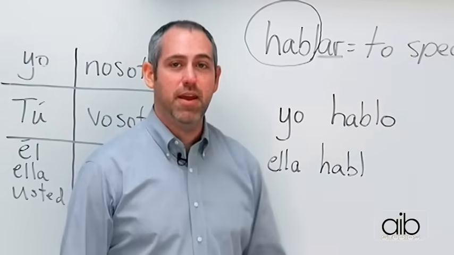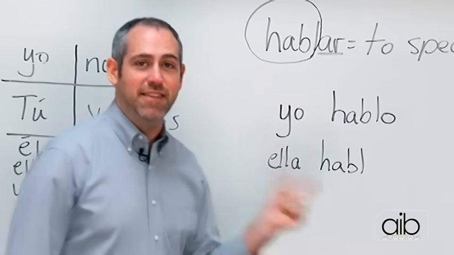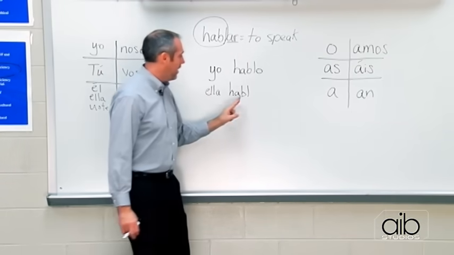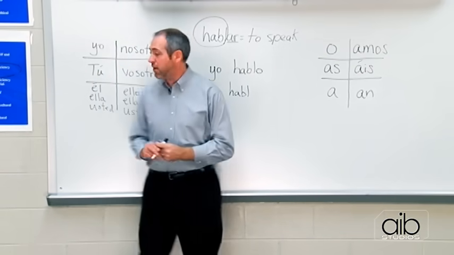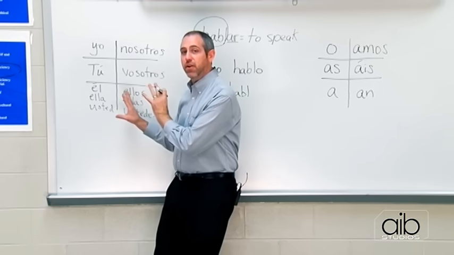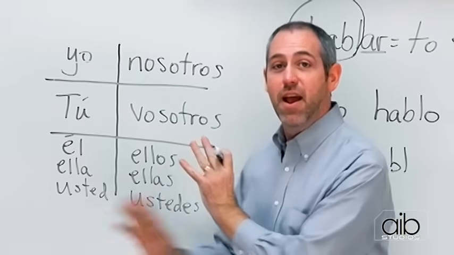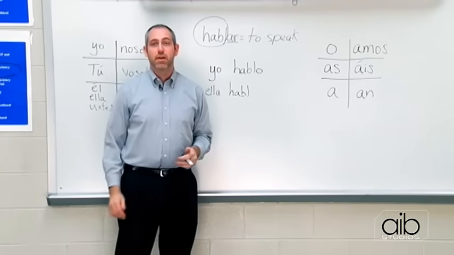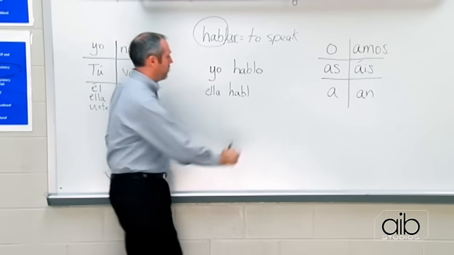Now it's just HABL. Remember that HABL? That's the foundation for all of these forms. All of them. Okay? So ask yourself, where is ella on the chart over here? It's in the bottom left, right? Now, which ending over there is in the bottom left? The A, right. So we're going to put that on there.